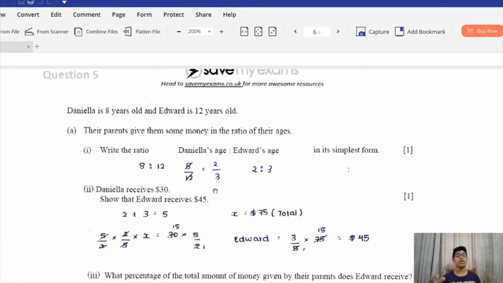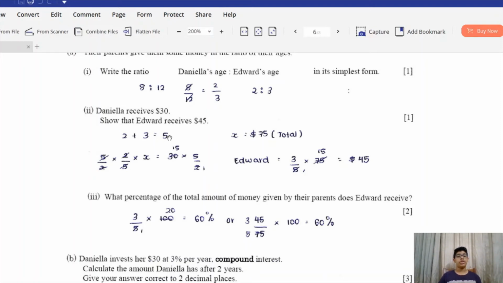Remember, 8 ratio 12 is also 8 over 12 as a fraction. So we're just going to write it down as a fraction and simplify the fraction. Both sides are divisible by 4, so cut. 8 divided by 4 is 2, 12 divided by 4 is 3. So in its simplest form this is 2 ratio 3.